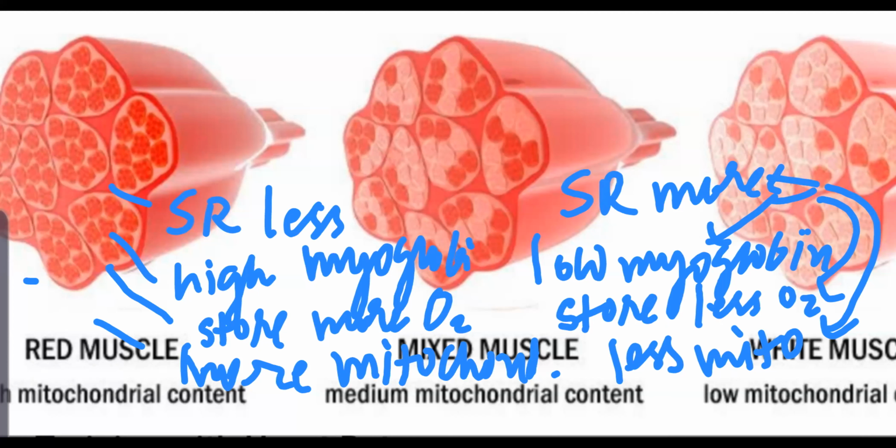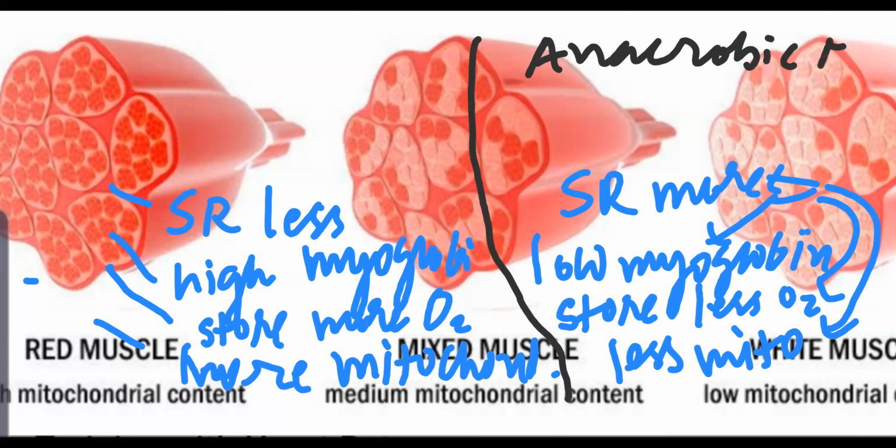Acha, out of these two, which one will be more dependent on anaerobic respiration? इन दोनों में से कौन सा वाला anaerobic respiration पे ज्यादा डिपेंडेंट रहेगा? Exactly. क्योंकि it is having less myoglobin, so it can store less oxygen. As soon as that oxygen is used up, it has to go anaerobic.